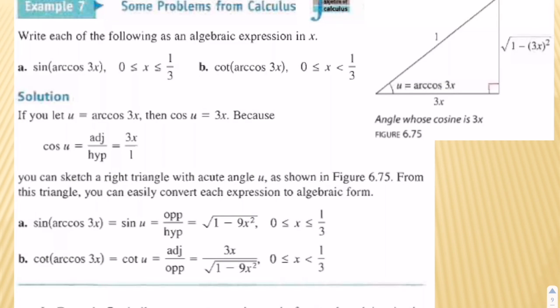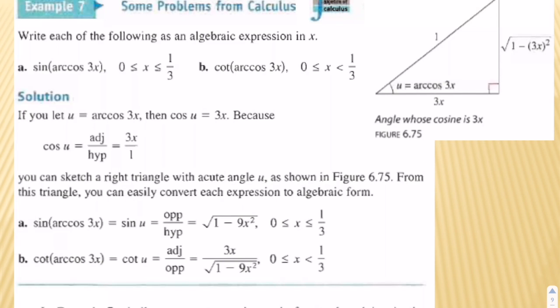Now the second part of example 7 is B, and it says, what is the cotangent of the inverse cosine of 3x? Well, we did the inverse cosine of 3x already, and that's what gave us our adjacent side of 3x and the hypotenuse of 1. And so we're still able to use that figure 6.75, where the opposite length is the square root of 1 minus the quantity 3x squared.